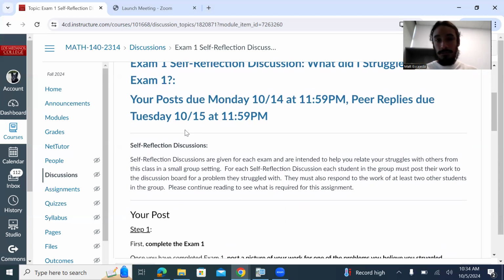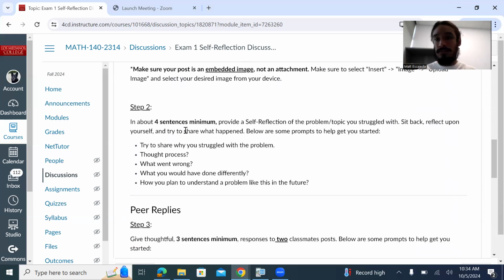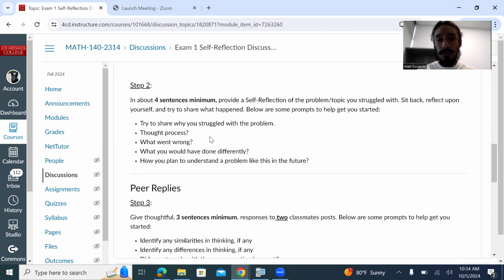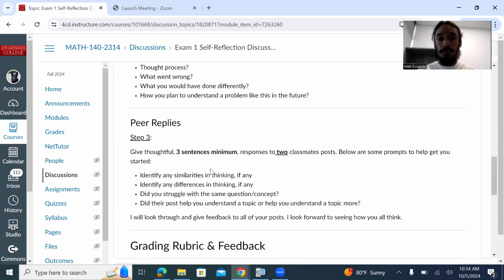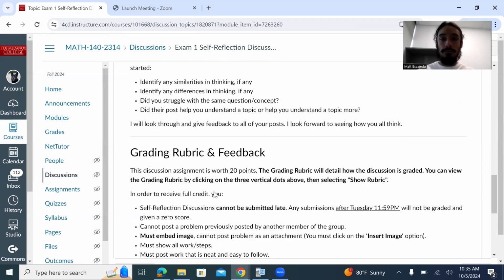So what you want to do is just post that, and type up something a little longer because it is a reflection. Type up like 4 to 5 sentences about what you struggled with, what your thought process was, what went wrong, and how you think you could figure this out in the future. And respond to people, maybe saying you struggled with the same thing they did. So this is our exam reflection.